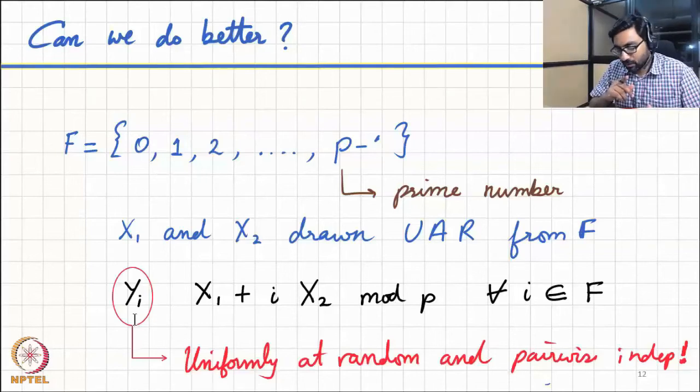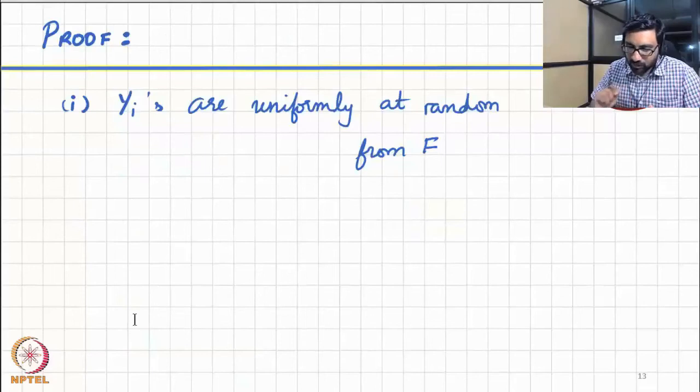As it turns out, these yi's that we generate are drawn uniformly at random from 0 to p minus 1. And moreover, they are pairwise independent. That's what we need to show. Well, let's see why that is the case.